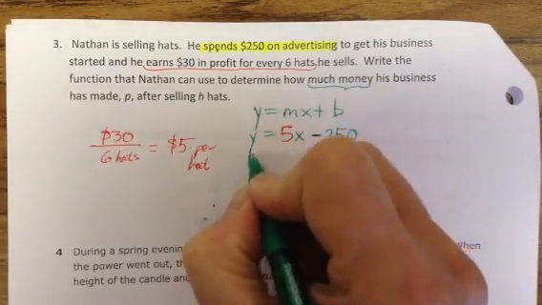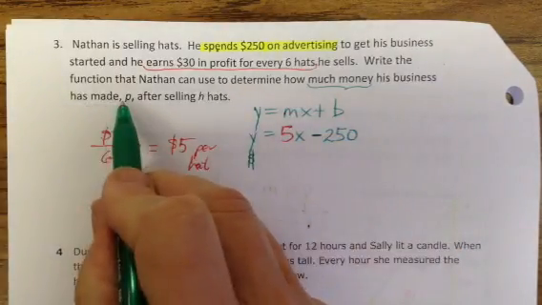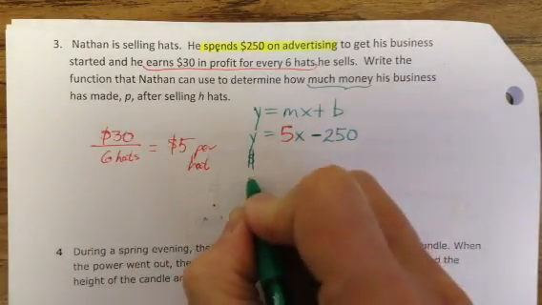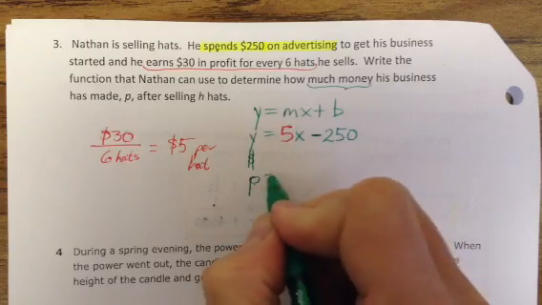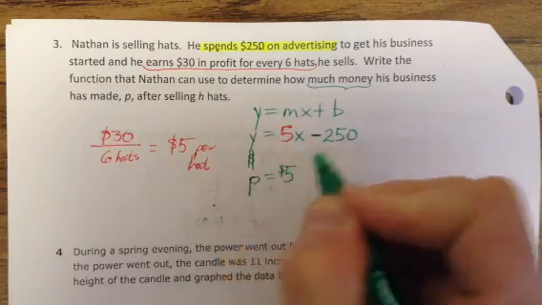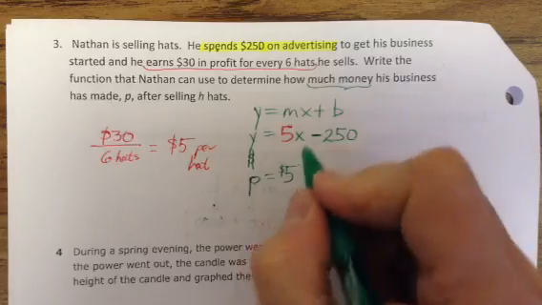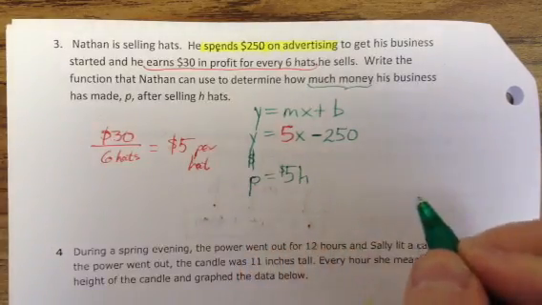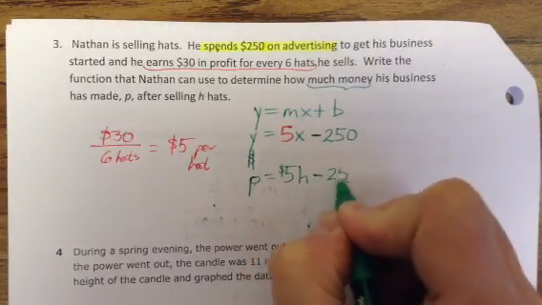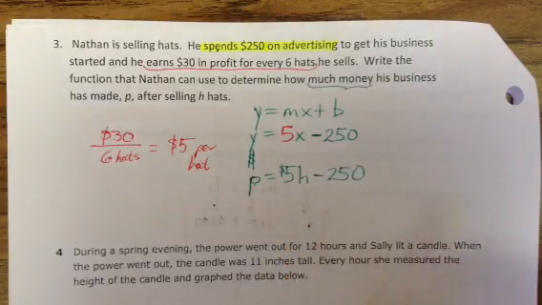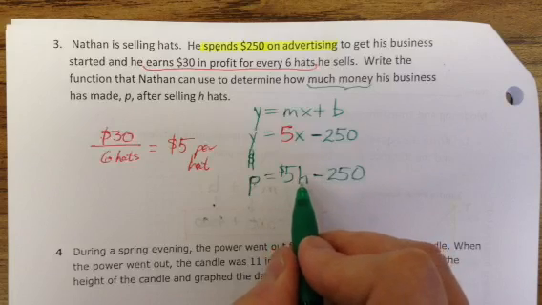So my money is right here, and money is profit. So P is going to take the place of y. And I have $5, and x is going to be the number of hats. That is the independent variable, minus 250. And hey, look what I got. I got an equation that talks about $5 per hat.